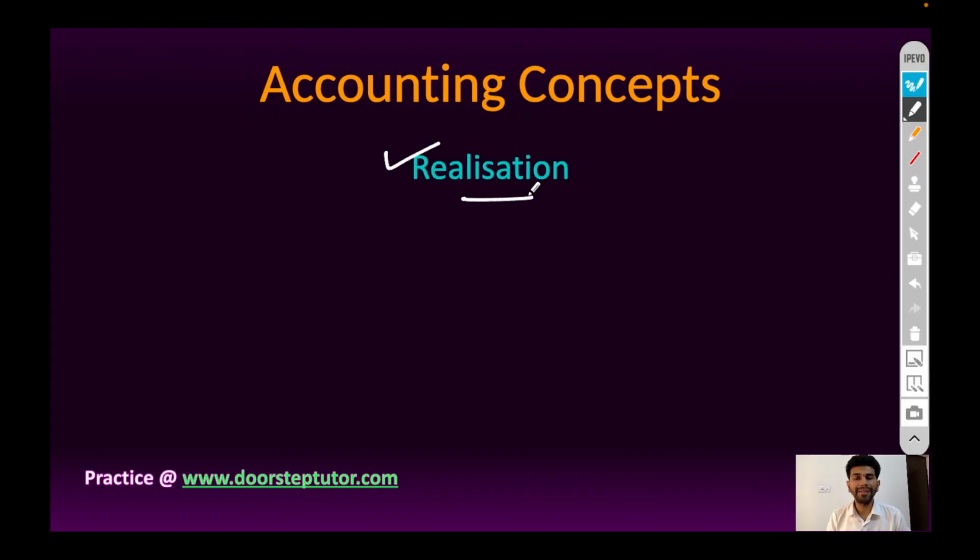Next, realization principle. Income is recorded at the time when it is realized, irrespective of whether cash is received or not. For example, goods sold on credit to Mr. Ramesh. In this case, income is realized at the time of sales, but cash is not yet received. But still, the entry will be recorded as sales. Let's take another example. Advance received from Mr. X is recorded on the liability side, and when income is realized, then we will record it on the income side.